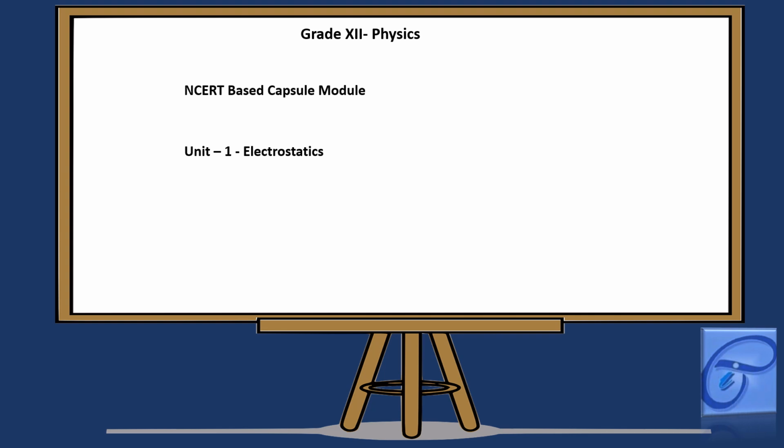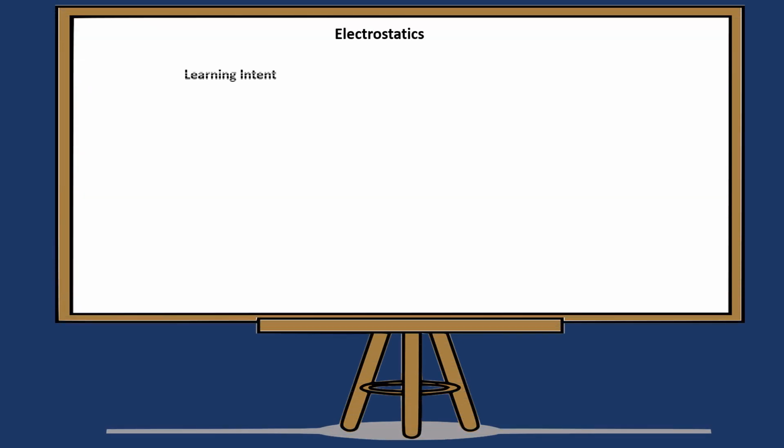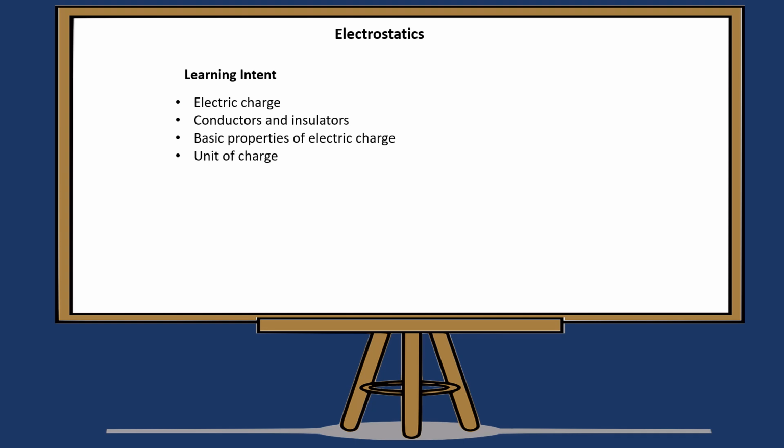So let's begin. Here we discuss electric charge, conductors and insulators, basic properties of electric charge, unit of charge, and Coulomb's law in vector form, of the unit electrostatics. Let's begin.